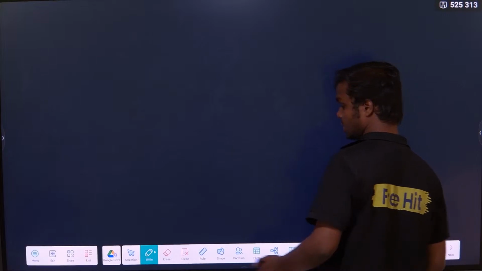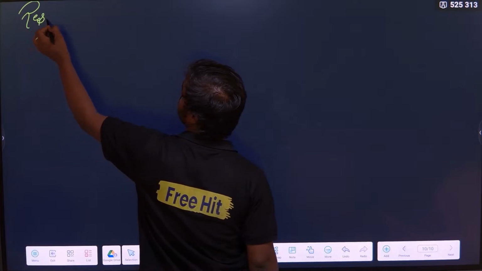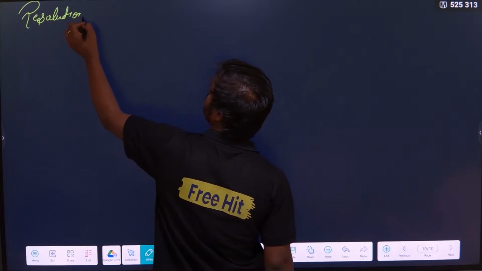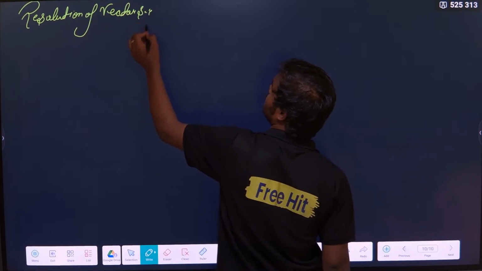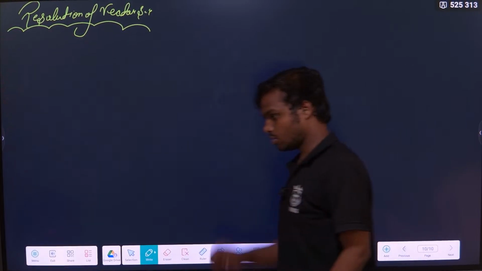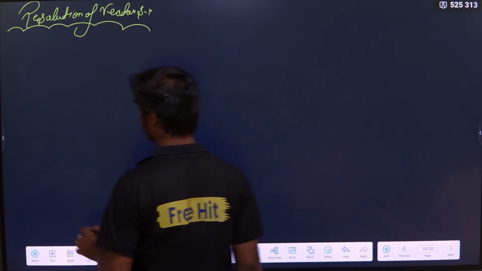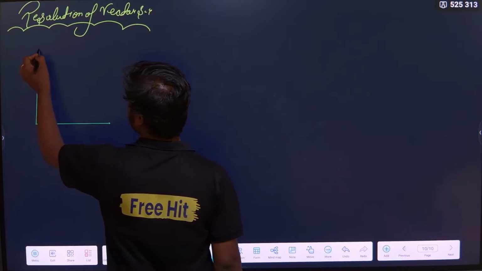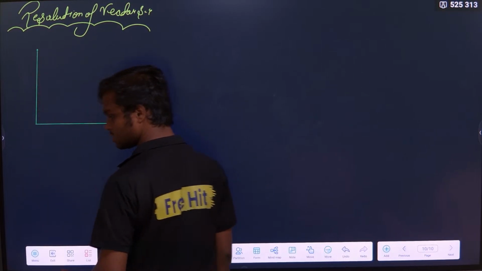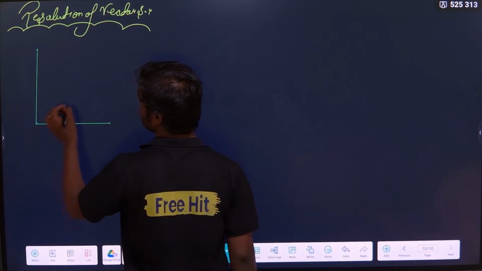Now the next thing we want to see is the resolution of vectors. That is very important. What is the resolution of a vector? Let us see. Suppose this is my x coordinate first, and suppose this is my y coordinate. Correct. And suppose there is one vector.